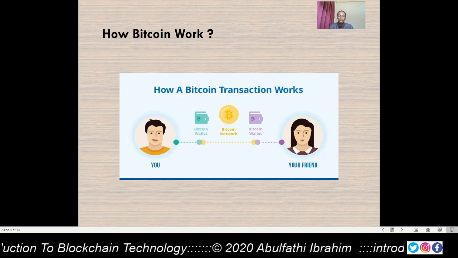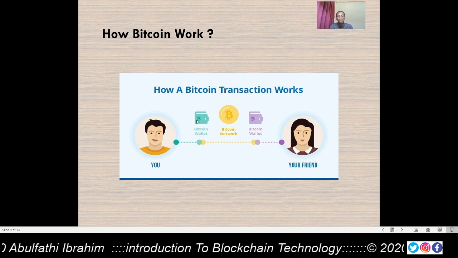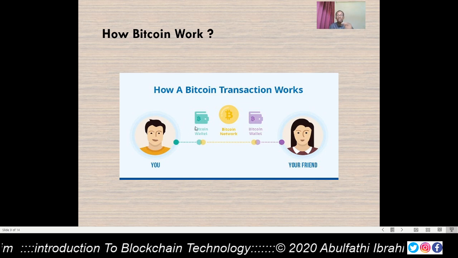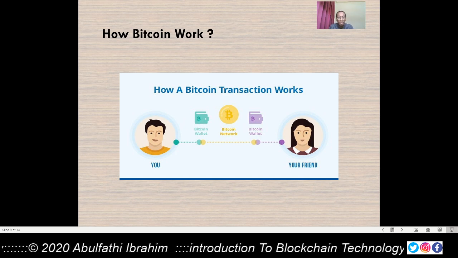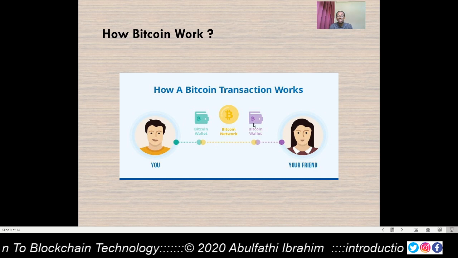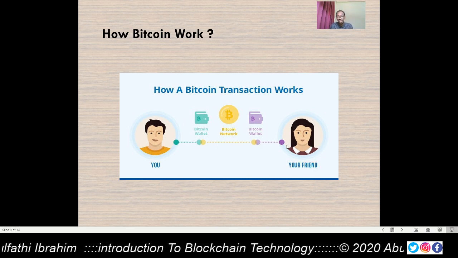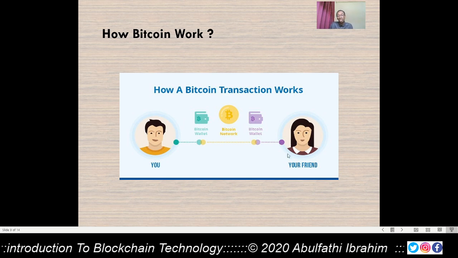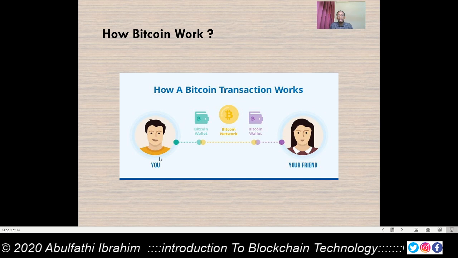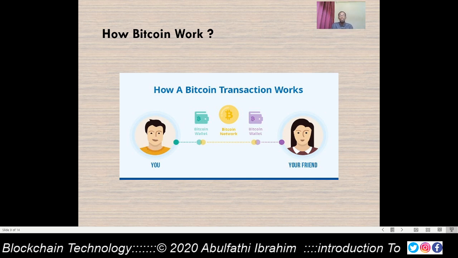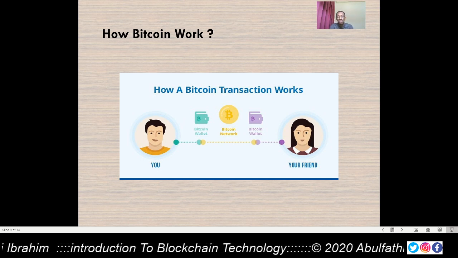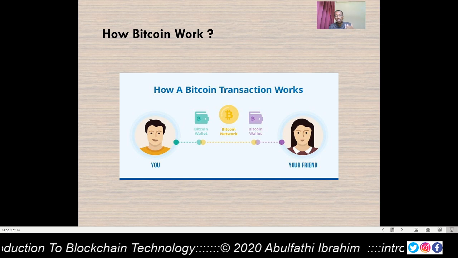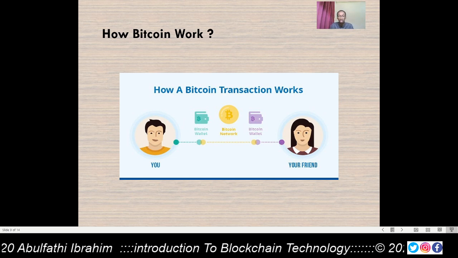So how does Bitcoin work? In order for you to have Bitcoin, you have to download a wallet. If you download an e-wallet, you will have two keys, which are a private key and a public key. In order for you to transfer an amount of Bitcoin to your friend, you have to ask for his public key. So you use his public key and then transfer the Bitcoin. Vice versa, he or she will use your public key to send you money back. This is the way a Bitcoin transaction works. We have different types of wallet: hot wallet, cold wallet, desktop wallet, and mobile wallet. It depends on your choice.